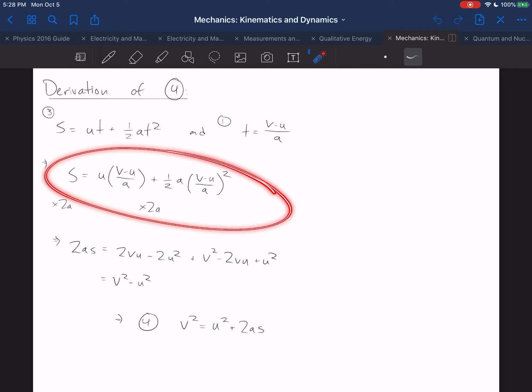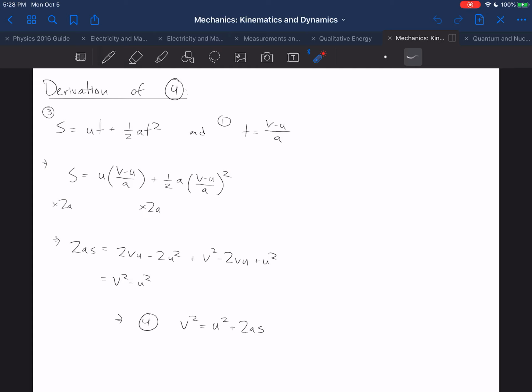This gives us a pretty ugly equation, but with a little clever algebra, we can simplify this fairly straightforwardly. Once we insert this expression for t into our equation, we get the displacement is equal to the initial velocity times the change in the velocity over the acceleration plus 1/2 a times the change in the velocity over the acceleration, squared. And we're going to multiply both sides by 2 times the acceleration. The reason for this is not obvious yet, but will become apparent in a moment. So take for granted that I can multiply both sides by 2 times the acceleration.